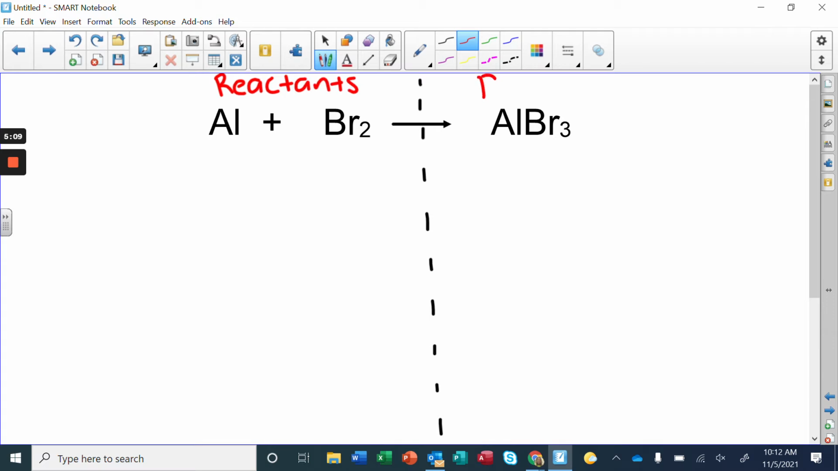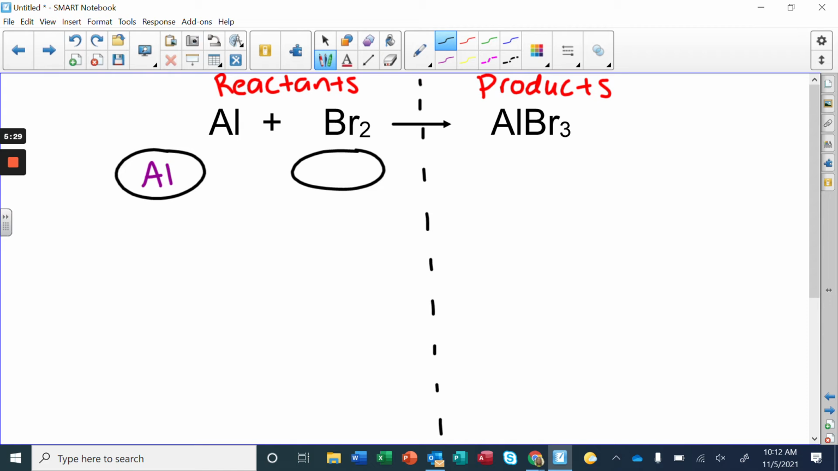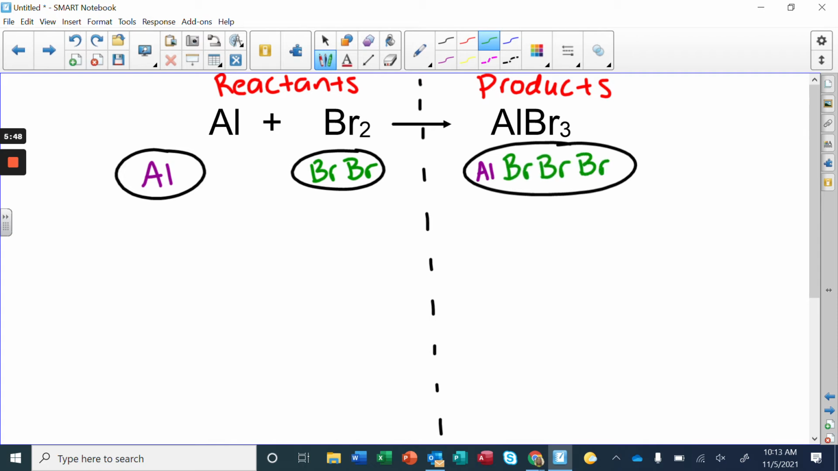And label our products. I'm going to start drawing my bubbles. So on this side, we have AL, and there's only one of them. We have BR2, so BR, BR. Go to the next side, create a bubble. We have AL, and this time we have 3 BRs, so BR, BR, BR.